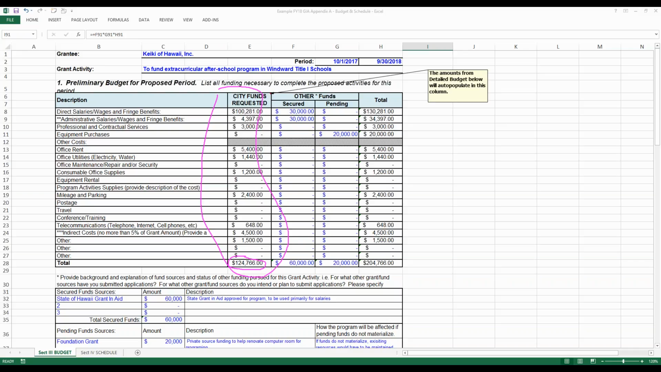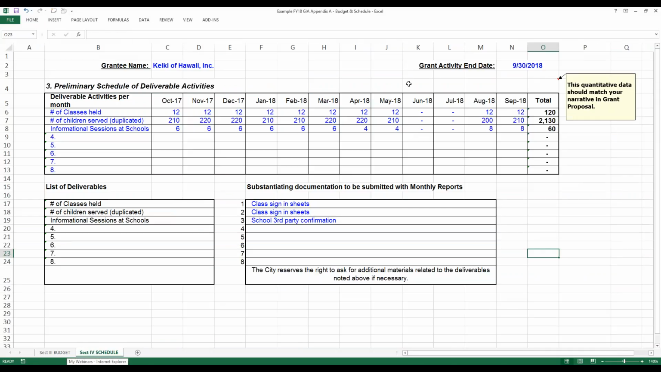And let me quickly erase everything and move on to the schedule. Next tab, schedule, section 4. Okay, so here is the picture of how you're going to implement your grant in terms of the timeline and what would be your outcomes.